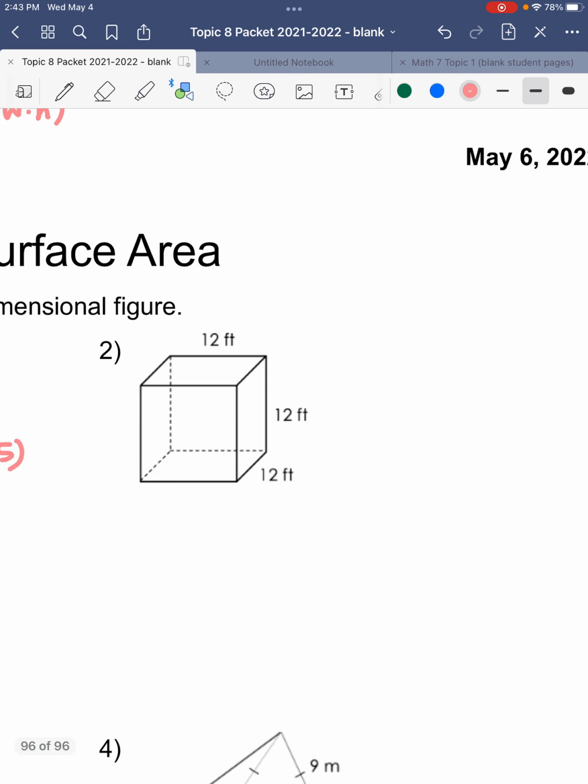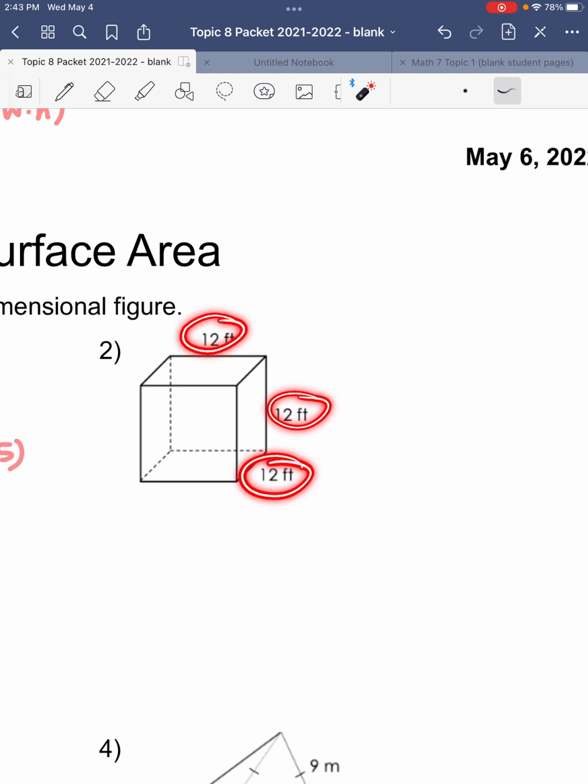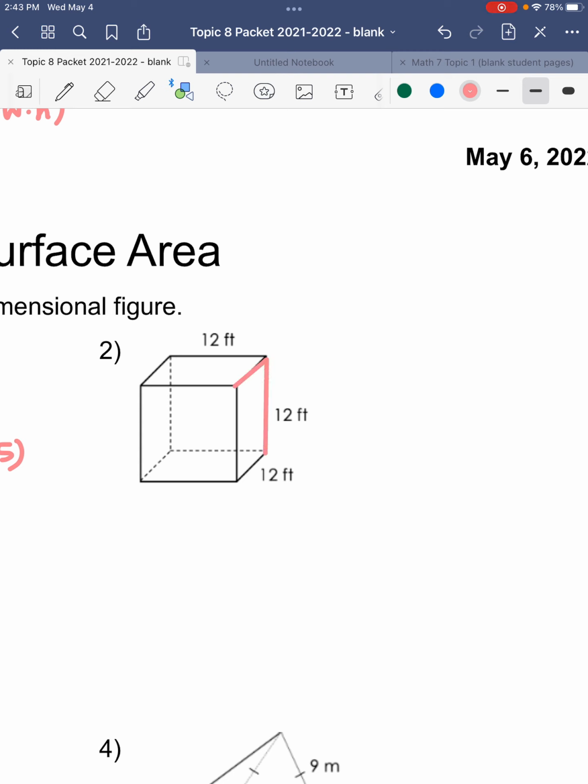In number 2, I could use the exact same formula, but I know that this is a cube, and I know that this is a cube because all sides are the same length. All sides here are 12 feet. So for a cube, all sides are going to be the same. So I'm just going to talk about this side right here that I'm kind of tracing in pink. What would the area of that one side be? Well, I know that this part right here is 12 and this part right here is 12. So the area of that side would be 12 times 12, which is 144. If you didn't know that, you could put that into a calculator.